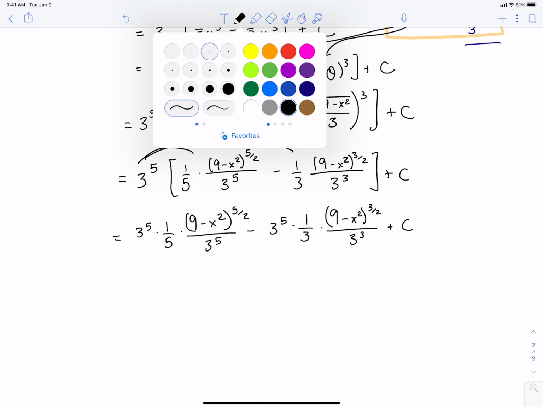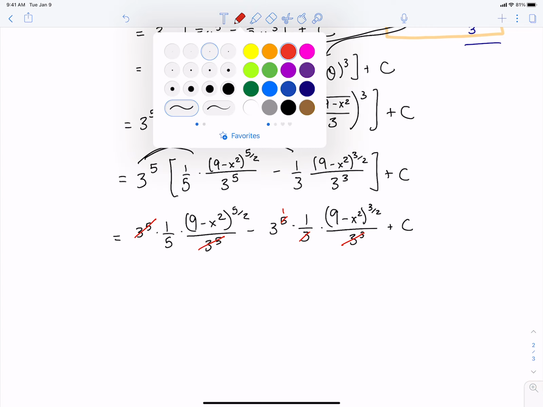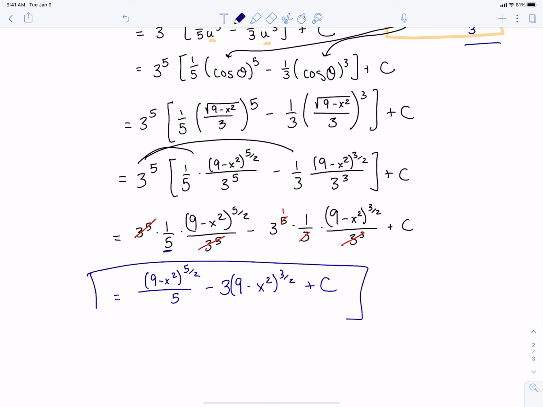So what cancels? Well, we have 3 to the 5th on the top and 3 to the 5th on the bottom. Over here, we've got 1 plus 3 more, so all but one of those cancel, because we have 4 on the bottom in that second term and 5 on the top. So what do we end up with? We end up with 9 minus x squared to the 5/2 over just this 5, and then minus 3 times 9 minus x squared to the 3/2, plus c, and there is our answer.